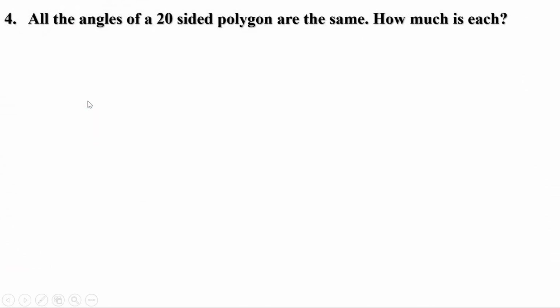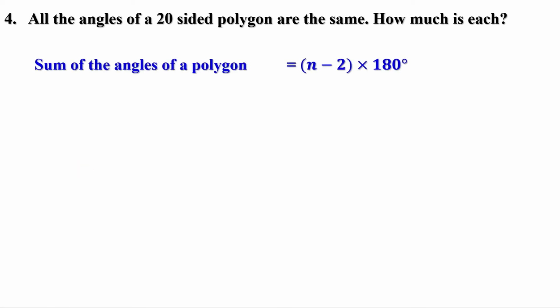Fourth problem. All the angles of a 20-sided polygon are the same. How much is each? Let us find the sum of the angles of this polygon at first. We know the sum of the angles of a polygon of n sides is (n minus 2) into 180 degrees. n is the number of sides. Here the number of sides is 20. Replacing n by 20, we can write (20 minus 2) into 180. 20 minus 2 is 18. So we can write this as 18 into 180.